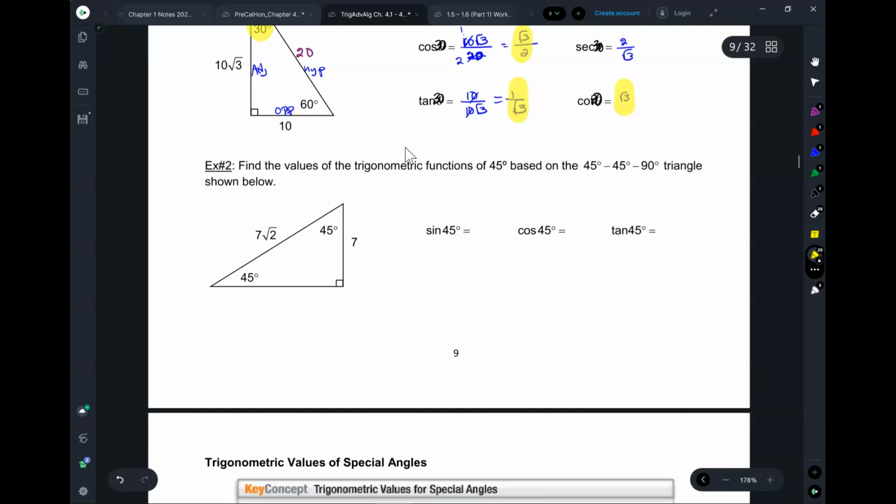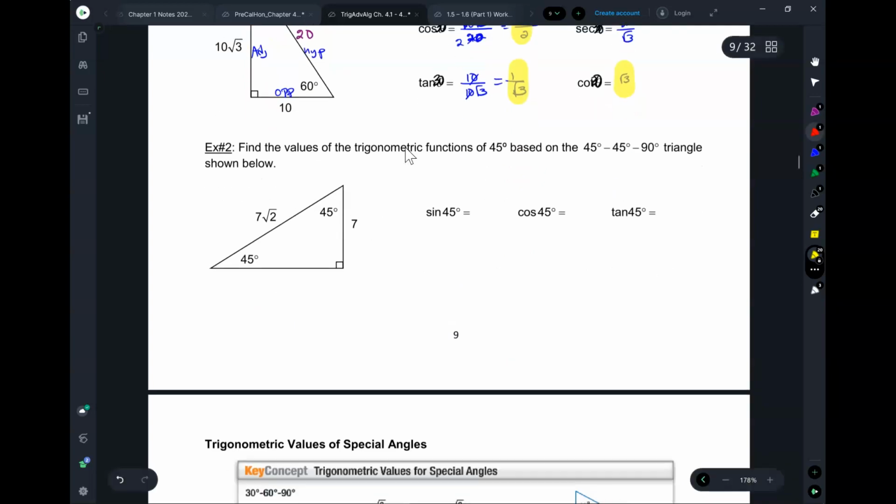Okay, now let's do the 45, 45, 90. Again, here we're missing a leg, right? So if this is 7, this is also 7, 7 root 2. Now if I want sine of 45, I highlight one of the 45s, and I got an opposite and adjacent. So sine of 45 is going to be opposite over hypotenuse, 1 over root 2. Cosine of 45, adjacent over hypotenuse, 1 over root 2. Tangent of 45, opposite over adjacent, 1.